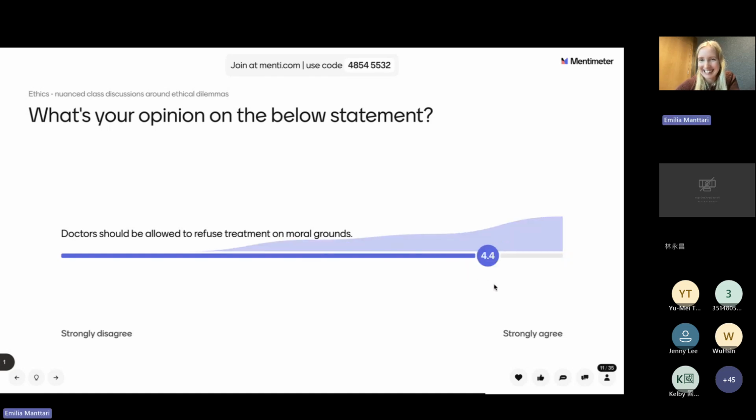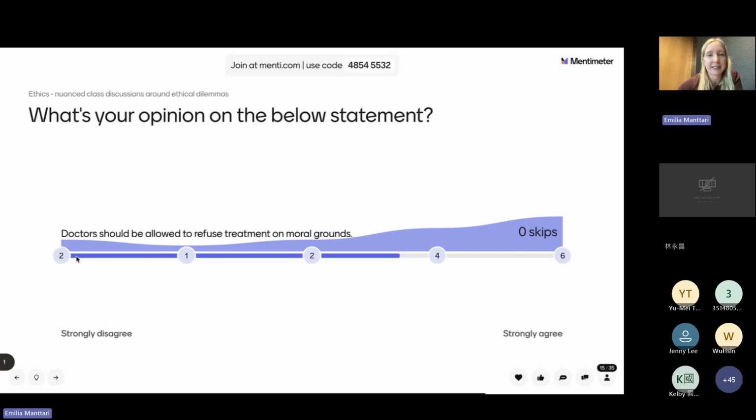So right now we can see that overall we have a relatively high score here, so 3.9 out of 5. So what that is telling me is that most of this group say strongly agree or at least agree to this statement. But then we also have 2 people all the way at the beginning of the scale, so strongly disagree, and then some people in the middle. And based on this, we could then start a classroom discussion.